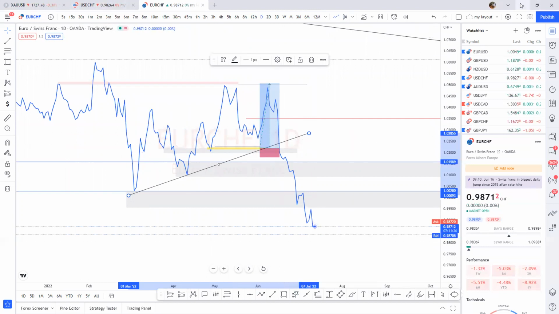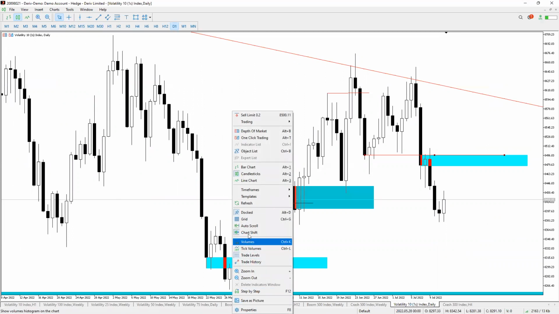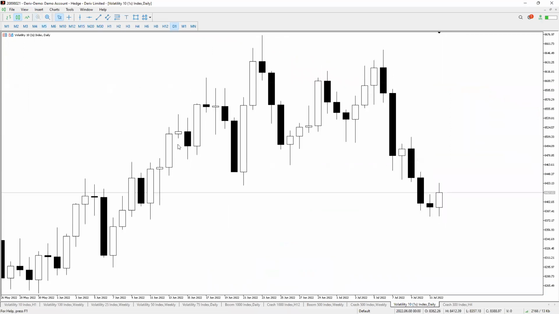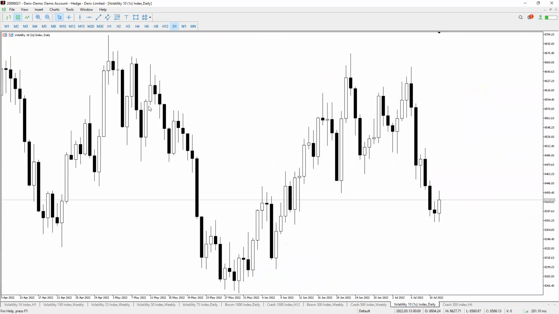Okay, so now let's go to this Derived VIX. So when you look at this area of the chart, you have a low, a high, a lower low, and a higher high. When this happens like this, you need to have a confirmation.